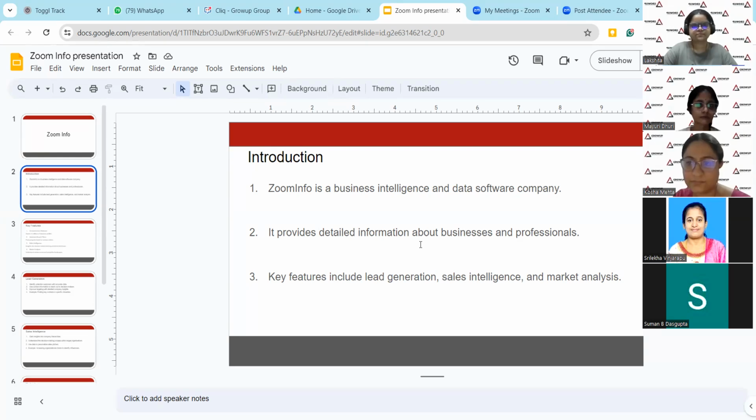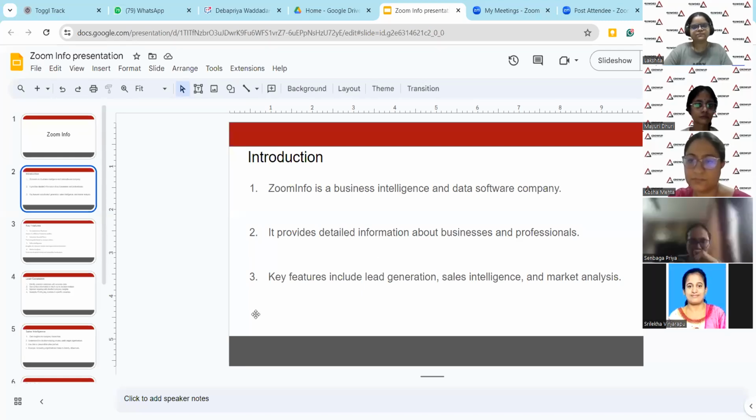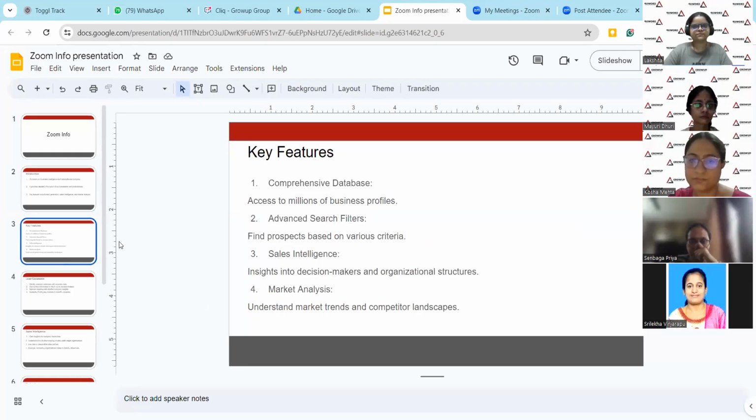Like how do we shop for clothes? We use Myntra. So if you want to get any kind of information about any kind of professional, may it be bottom level or the top level, you can get their phone numbers, email IDs, and the positions in their respective companies. So the key features include lead generation, sales intelligence, and market analysis. All three of these can be done with the use of ZoomInfo.